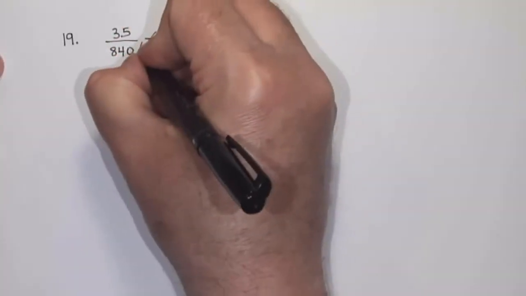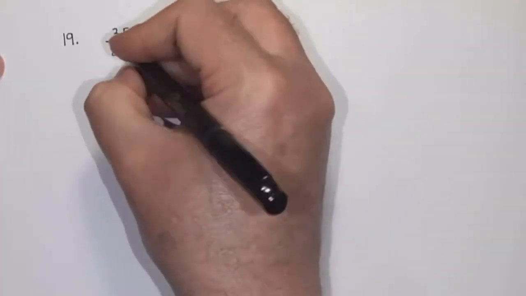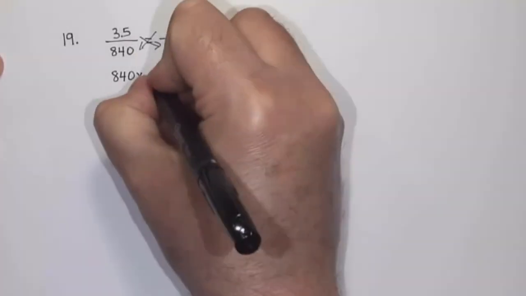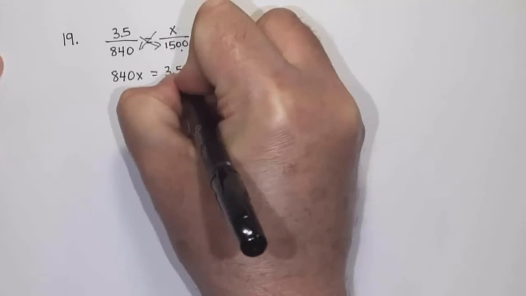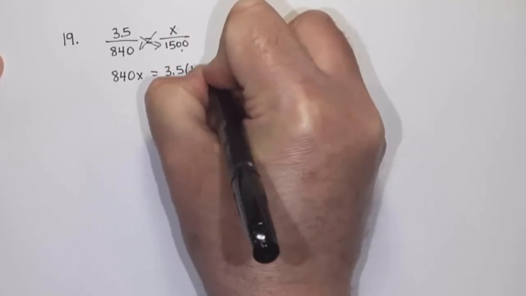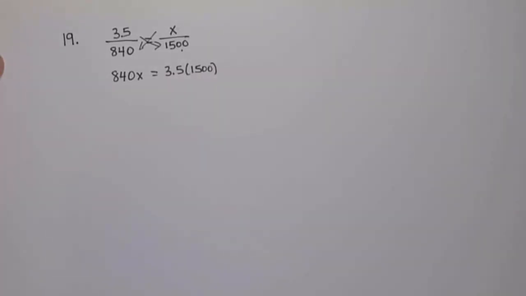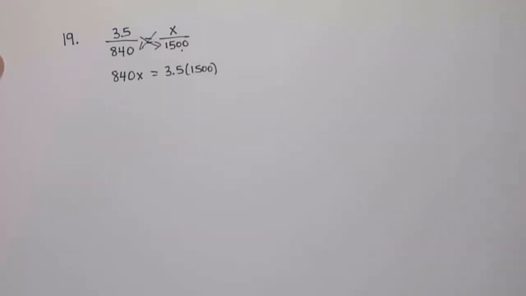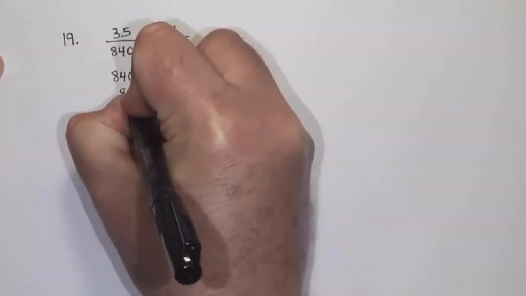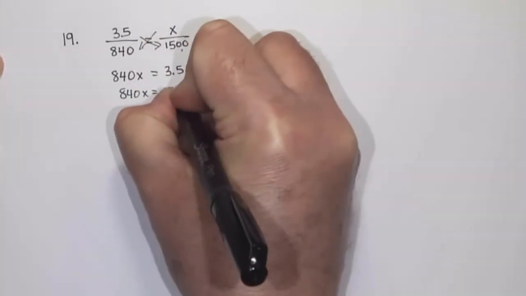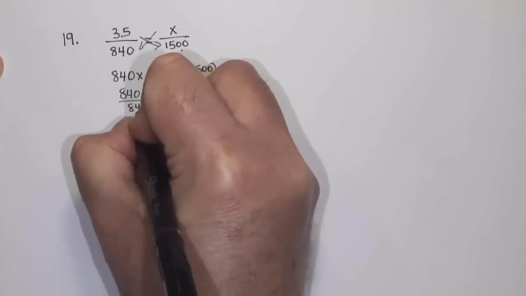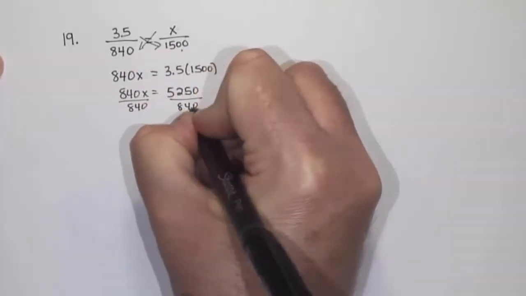Okay? So I can cross multiply. X times 840 is going to be 840 times X. And that's going to equal 3.5 times 1,500. Well, 3.5 times 1,500 is 5,250. So we have 840x equals 5,250. And we can solve for x by dividing both sides by 840.